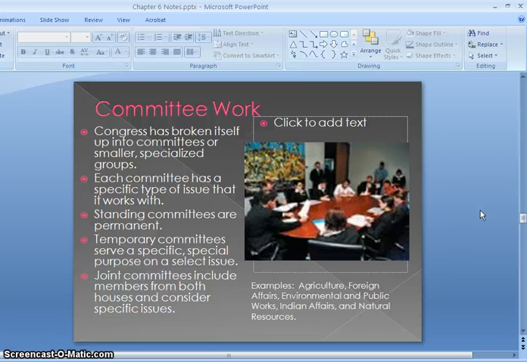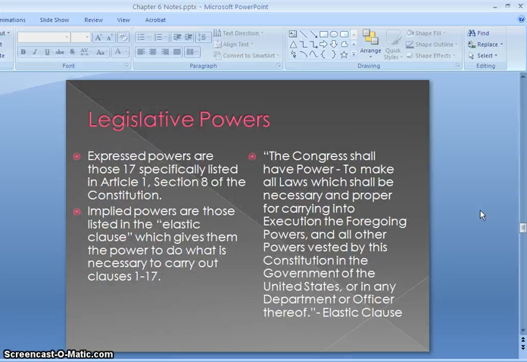Okay, there are different types of committees. There's a standing committee, which is always there. There's temporary committees, so special interest groups, and joint committees. Joint committees are there for both the Senate and House of Reps when they have to come together and actually have to change things.